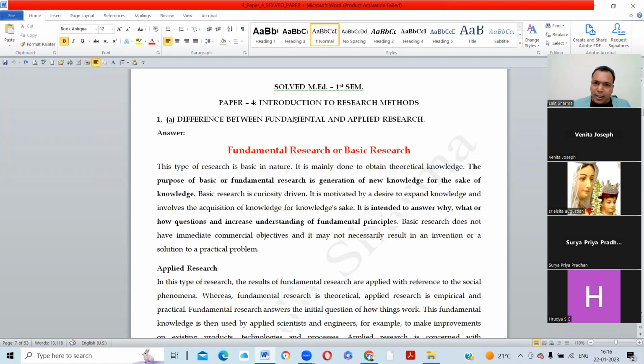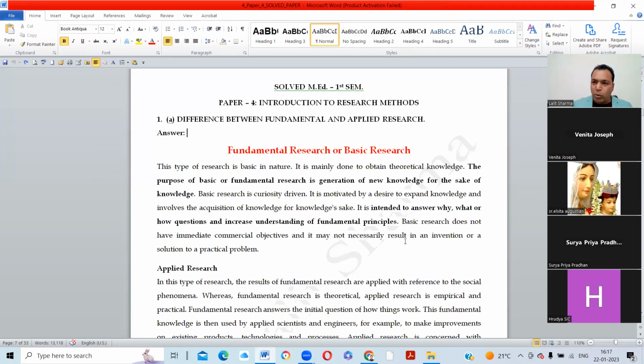We have already cleared this concept in a very good manner. There are 3 types of research: one is fundamental research, second is applied research, and third is action research. So what is the purpose of fundamental research? You know that fundamental research is basic in nature.